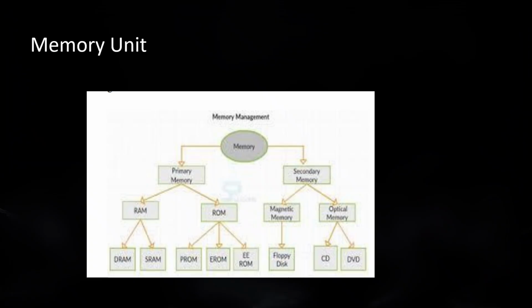Next is the memory unit, which can be classified into two types: primary memory and secondary memory. Primary memory can be classified into RAM and ROM, and secondary memory into magnetic memory and optical memory. Again, RAM is classified into DRAM and SRAM, and ROM into PROM, EPROM, and EEPROM. Magnetic memory includes the floppy disk, and optical memory is nothing but CD and DVD.